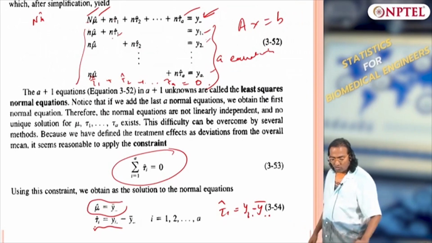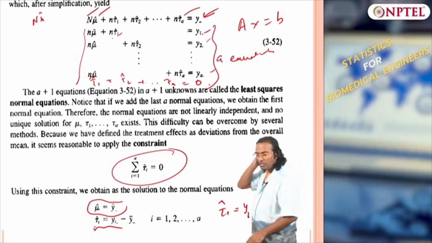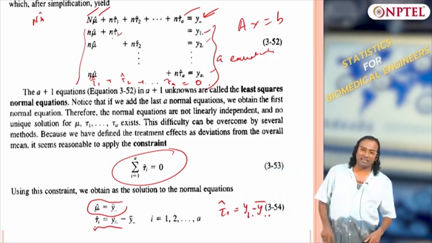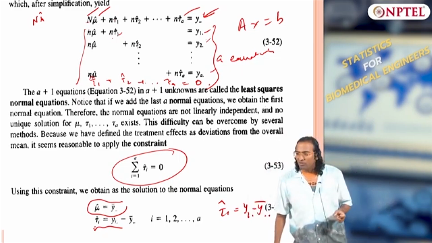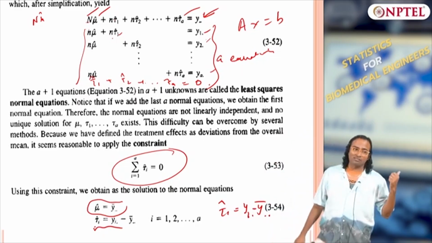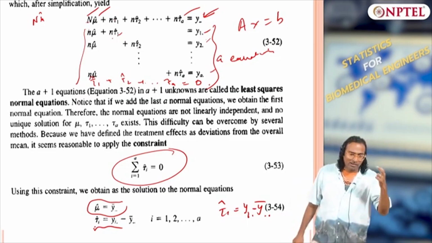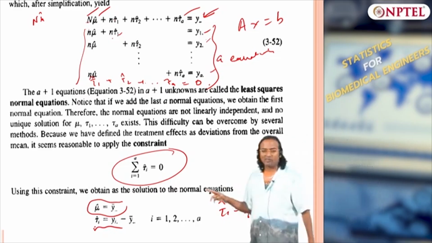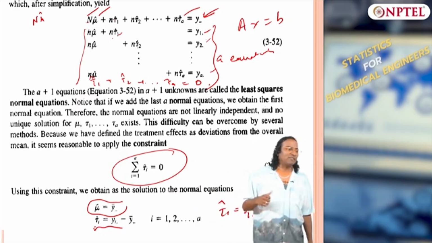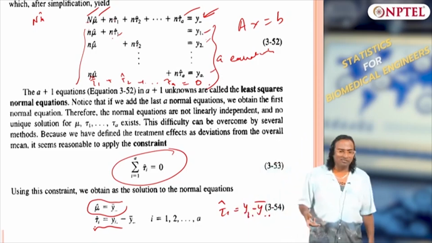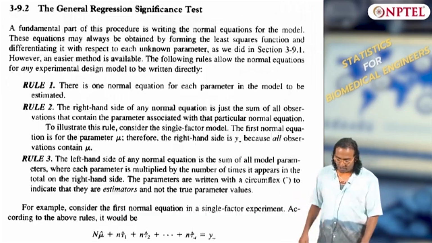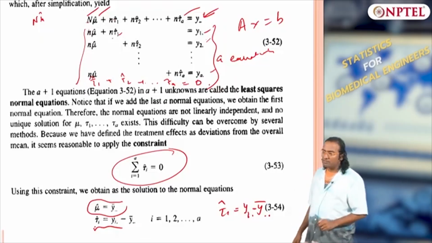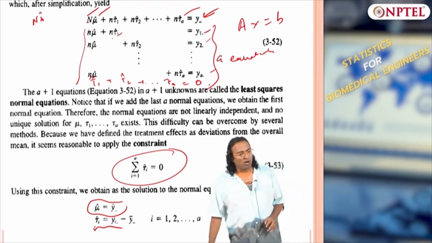Of course, the solution is not unique, the solution depends on the constraint we have chosen, because it is not a straightforward a plus 1 equations, a plus 1 unknowns; we have put in a constraint that summation tau I equals 0. For a random effects model this constraint is not valid, okay. There are two models, right, fixed effects and random effects. For a random effects model this is not valid, we have a different constraint to solve it. Only for a fixed effects model do we have summation tau I equal to 0, and the solution will depend upon the constraint you have taken. Clear, simple. Shall we move on, okay.